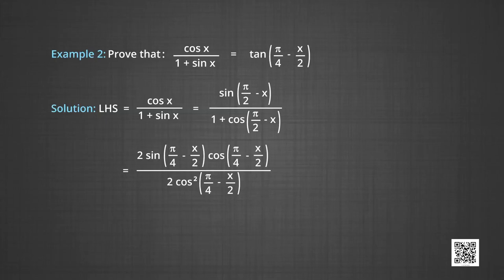Now, cancelling the common factors 2 and cos of (pi by 4 minus x by 2) from numerator and denominator, we get tan of (pi by 4 minus x by 2), which is same as our right hand side. In example 3, we will see the multiple use of our half angles. Let us begin with the left hand side.